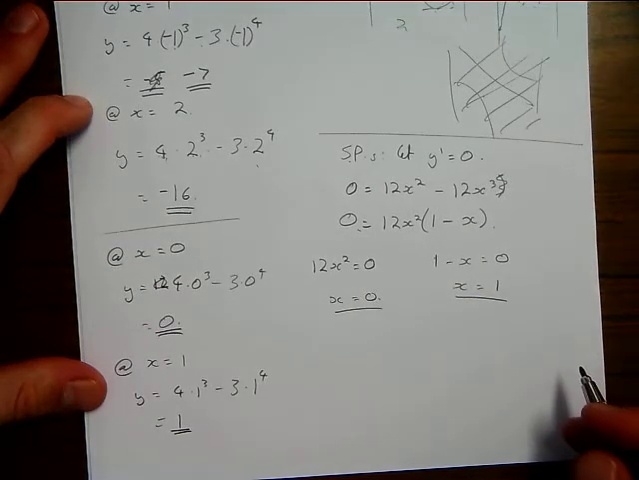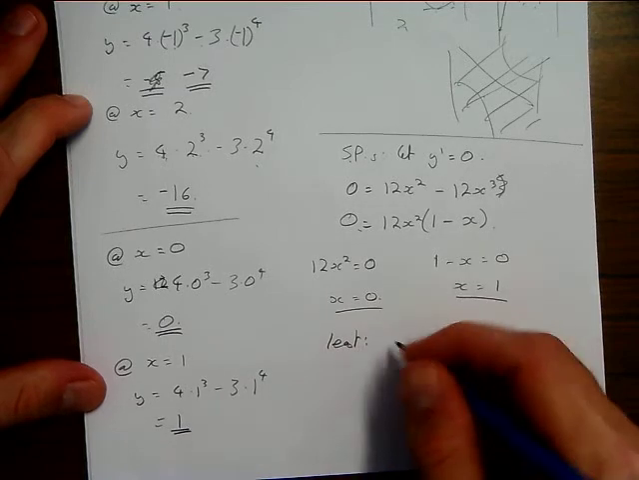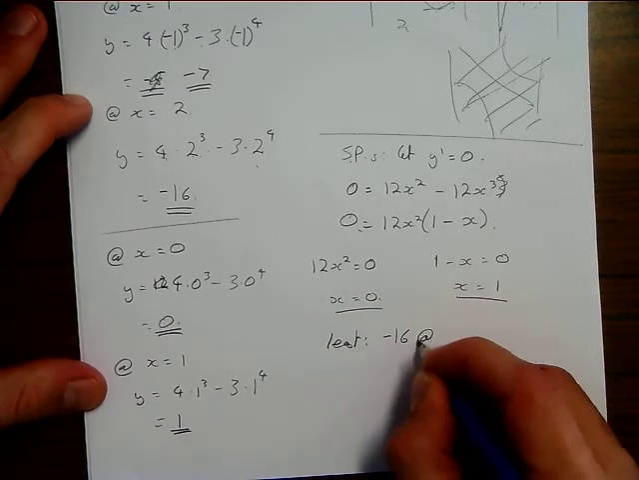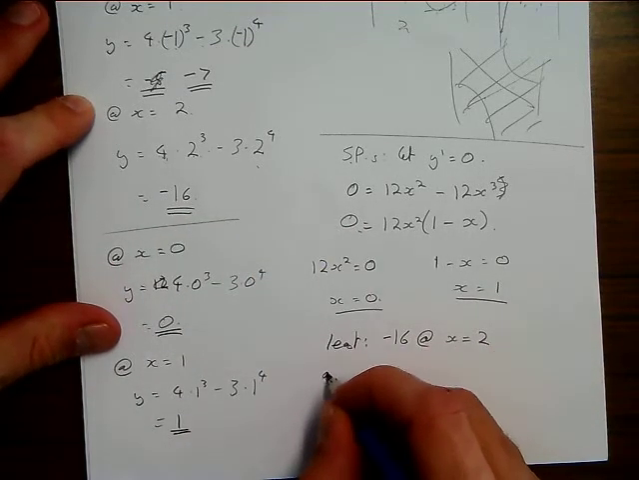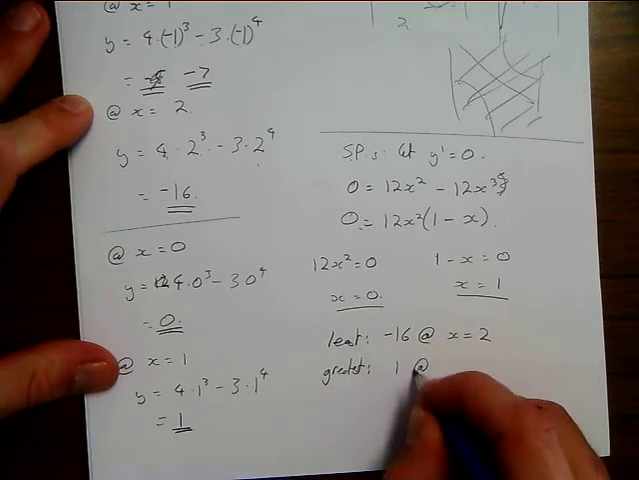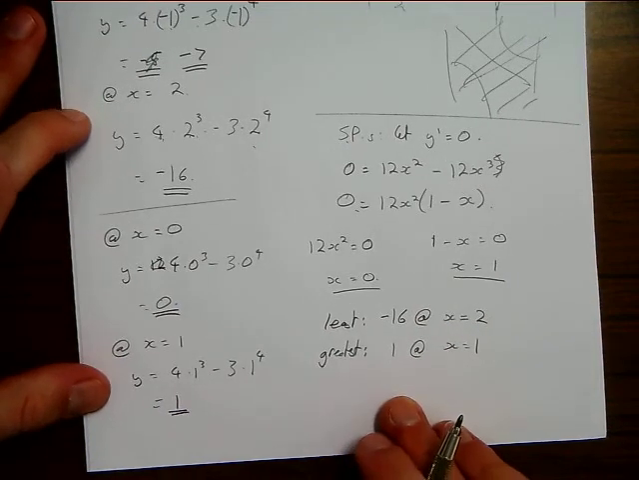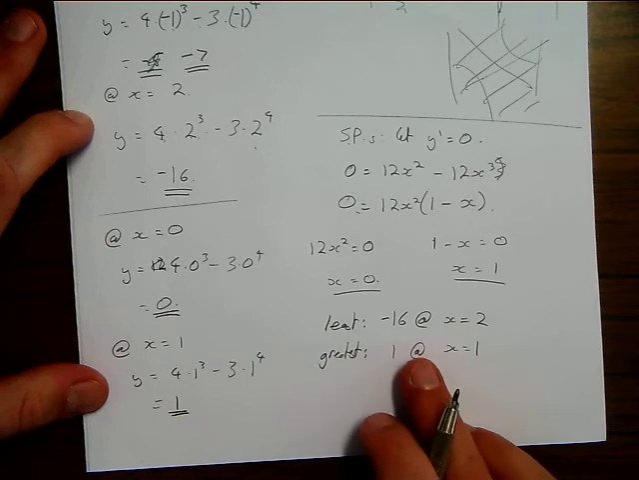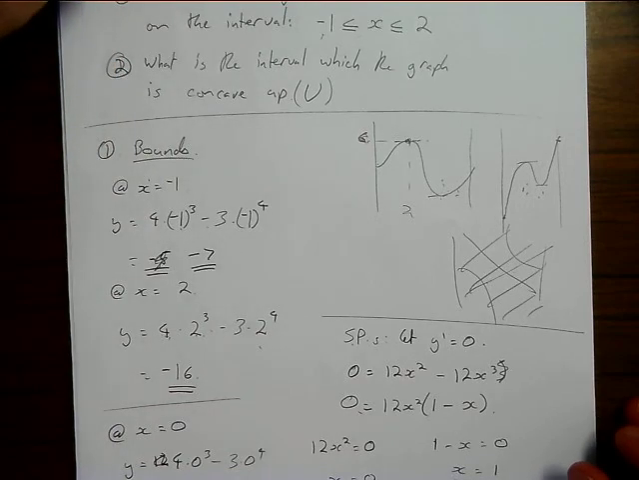So what's our least one? -16. So our least value is -16, and that occurs at x equals 2. Now the greatest is 1, and that occurs at x equals 1. Okay, so one of them was a stationary point, one of them was a bound. Any questions about that one? Okay, I'll stop there and we'll do a concavity question next.